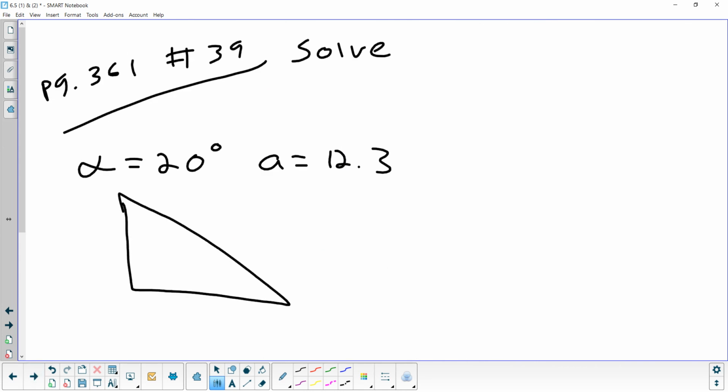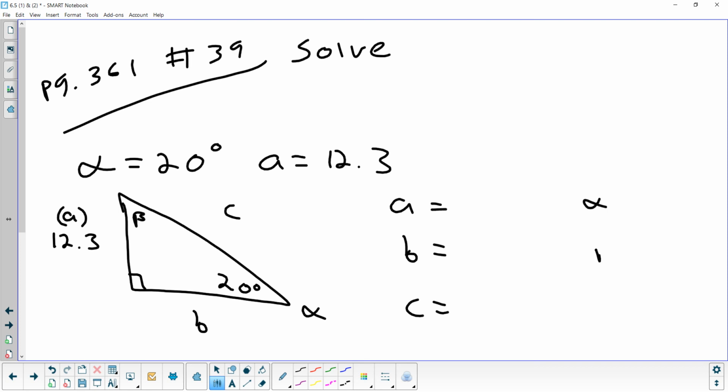Set up our diagram. So let's call this A, B, C. That's alpha, and that's beta. So A, I can actually erase it and fill in the number. Well, you can keep the A there if you want. So A is 12.3. Alpha is 20. And we don't know anything else. So I'll usually just make a table. Beta.